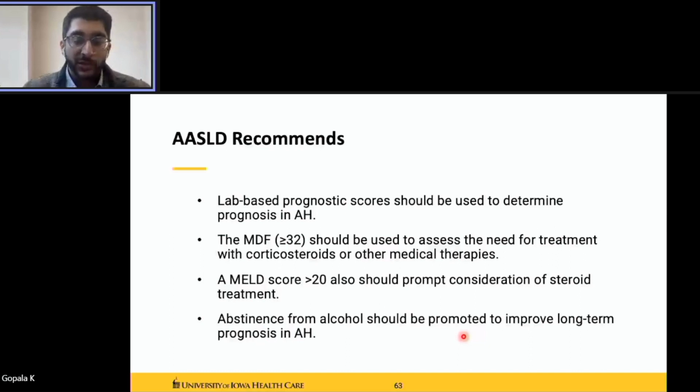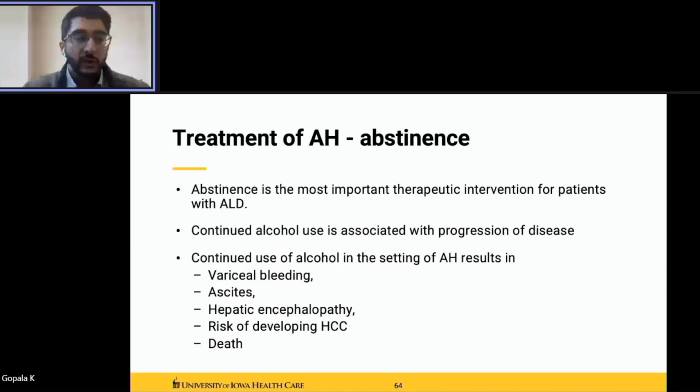So certain patients will ask, what's the percentage of mortality and things like that? And the MELD score, if you calculate it, it'll spit out a score and mortality rate for 30 days, 3 months, 1 year. So you can tell patients that. And we talked about the use of steroids in these patients. So again, abstinence is the main thing. And with continued alcohol use in this setting, the patients can acutely worsen with variceal bleed, worsening ascites, hepatic encephalopathy, and possibly death.